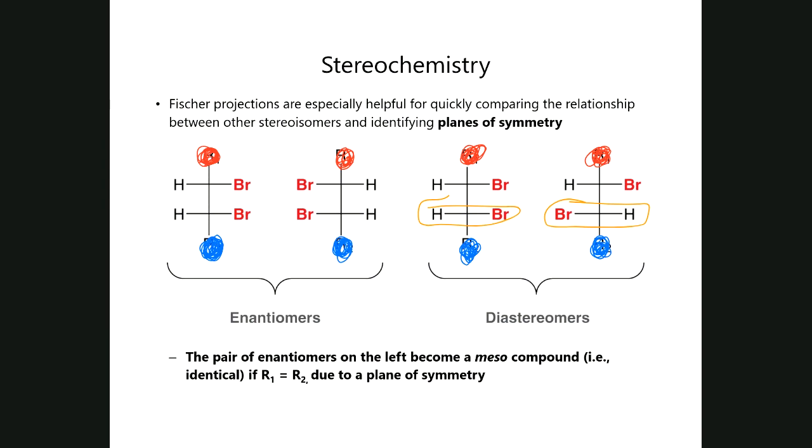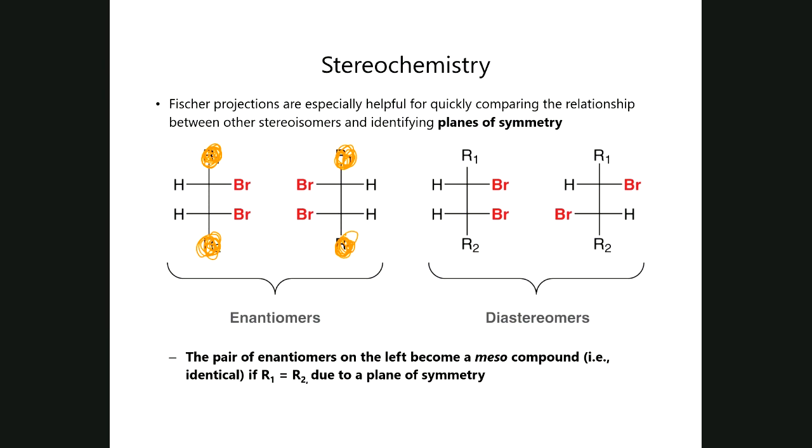The ones on the far left are mirror images, because if you imagine a little mirror in the middle, the one on the right is the mirror image of the one on the left. Now, if the R1 and R2 groups happen to be the same, let's draw both of them in orange. Pick any color you want, but let's say now these two are the same.